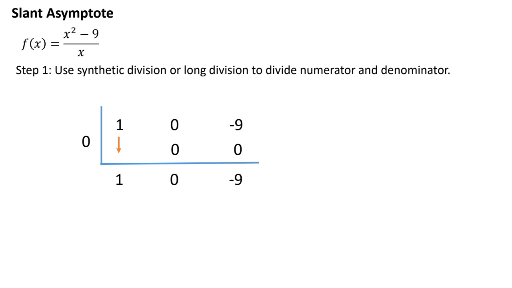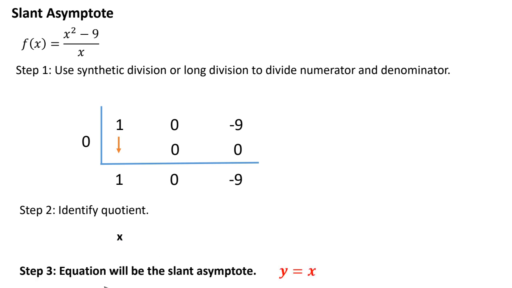So we get our quotient. Since I had x squared, we go with 1 less. So this would be x. It would be our quotient. There's no constant, and then this is our remainder. Once you get your quotient, that's going to be your slant asymptote. So the equation of the slant asymptote would just be y equals x.